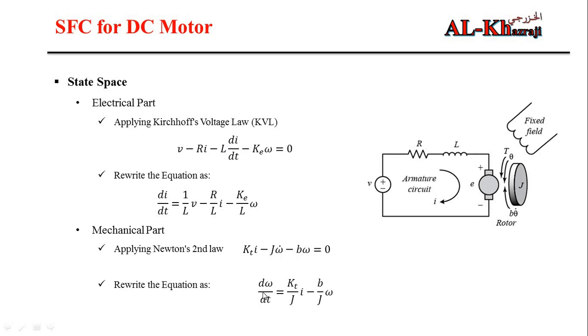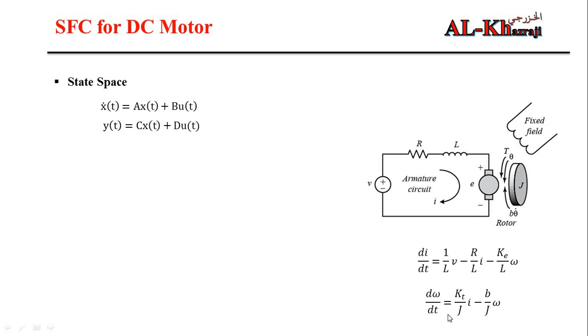So we take the derivative of omega on this side, and the remaining on the other side, and divide by the moment of inertia J. So we will have these two formulas that we will use in order to build the state space. Based on these two equations, and we already know the formula of the two equations of the state space, we will start building our state space.